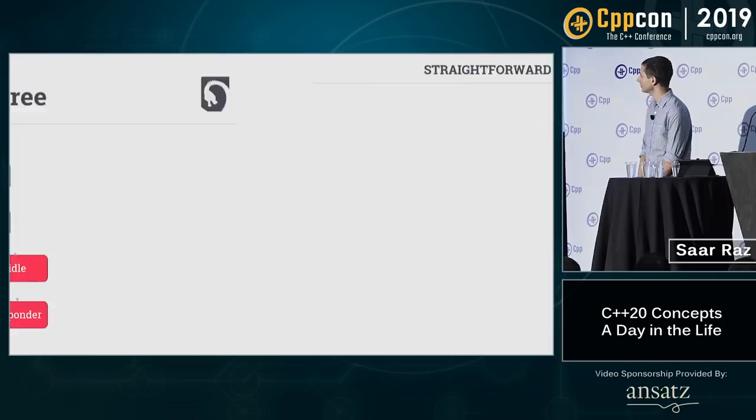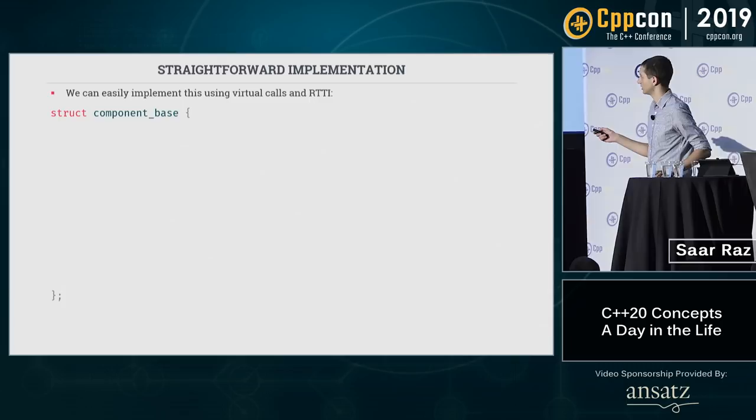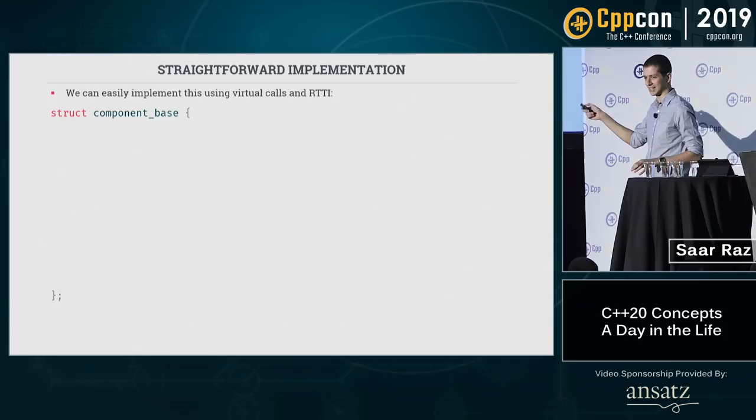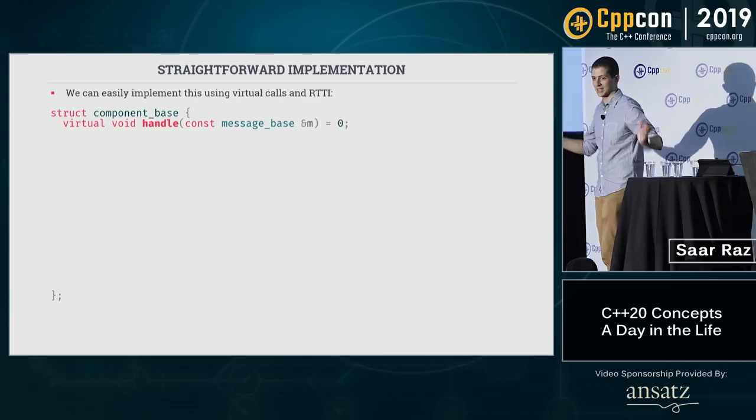So a straightforward implementation for this is going to use virtual calls and RTTI. Let's see how it works. Say you have this component-based class that's going to be the base class for all components. First thing it's going to have is this handle function, which is going to be pure virtual. It's going to take a base message reference and handle it, whatever that means for that specific component.